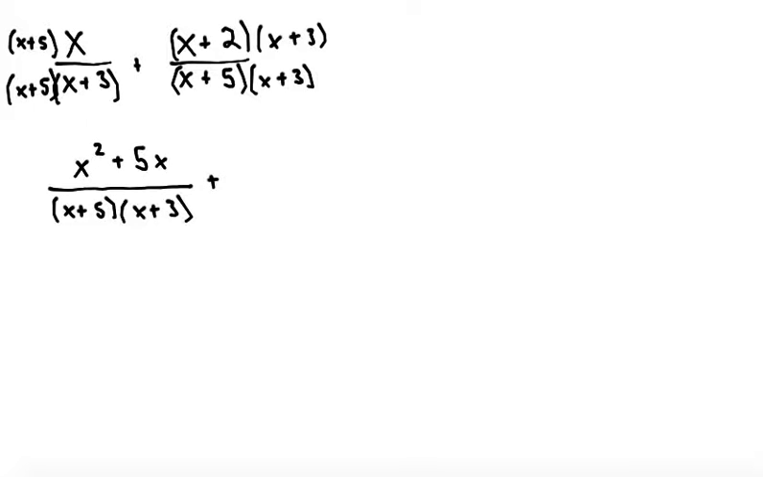And the other numerator we need to FOIL. So the first would be x times x, which is x squared. The outer is x times 3, which is 3x. Inner is 2 times x, which is 2x. And then last is 2 times 3, which is 6. And then we can write the same denominator, but leave it factored.